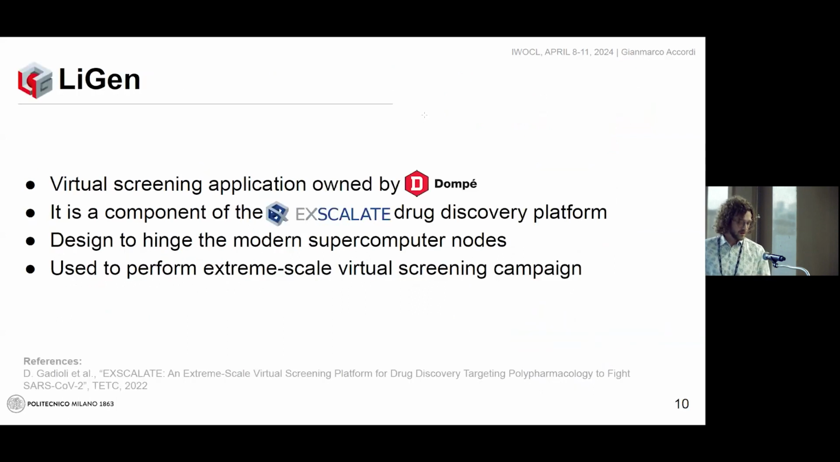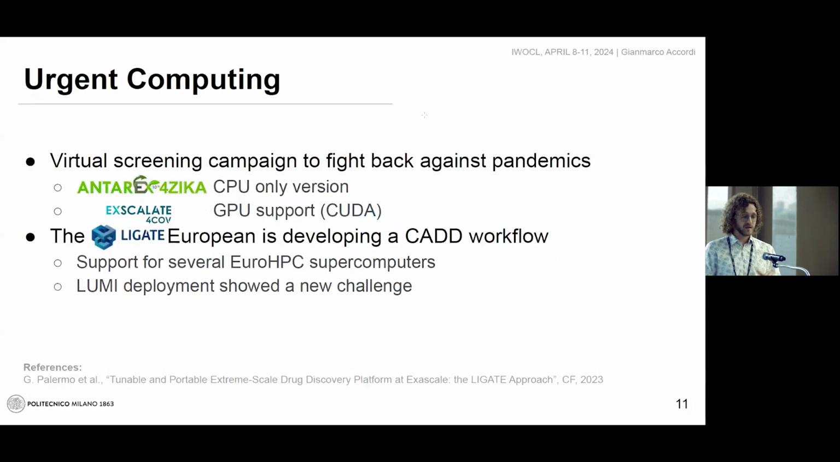The case study I will talk about is LiGen. That's actually the application we are maintaining, which is a virtual screening application, which is also part of a drug discovery platform. And it has been built and written from scratch to harness modern supercomputer power. In the context of the previous pandemic and urgent computing scenarios, it has been used to launch different virtual screening campaigns.